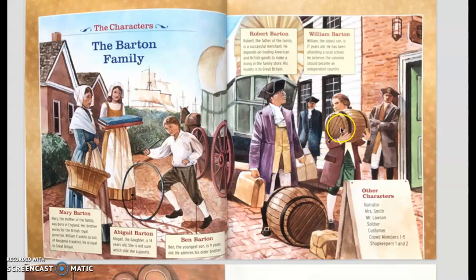William Barton, the oldest son, is 17 years old. He has been attending a local school. He believes the colonies should become an independent country. Other characters that we'll find in the book are the narrator, Mrs. Smith, Mr. Lawson, soldier, customer, crowd members 1 through 5, shopkeepers 1 and 2.